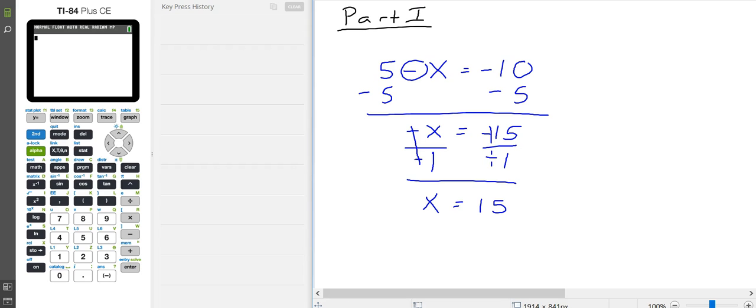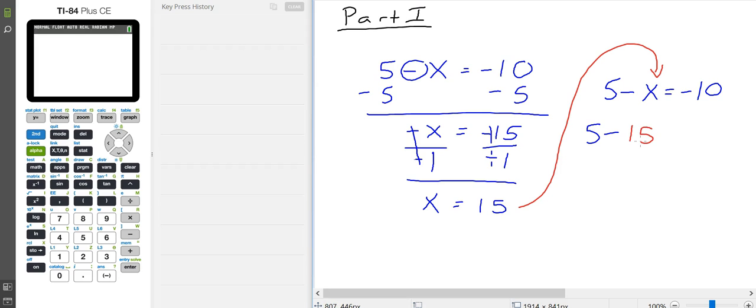Now you can always check your work to see if you got it right. Let's rewrite the problem and check the work. 5 minus x is equal to negative 10. Now we just solved that x is equal to 15, so we're going to plug that in over there. 5 minus 15 is equal to negative 10. Does this make sense? 5 minus 15 is negative 10. Negative 10 is equal to negative 10. Therefore, we got the answer correct.